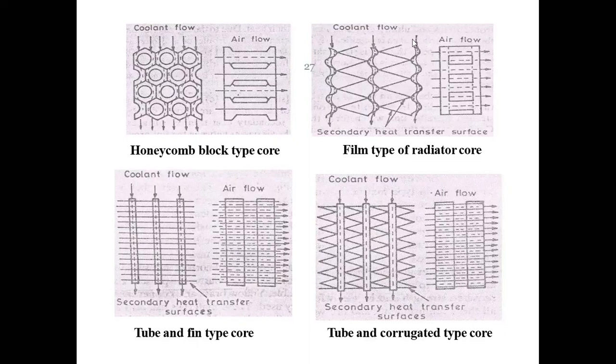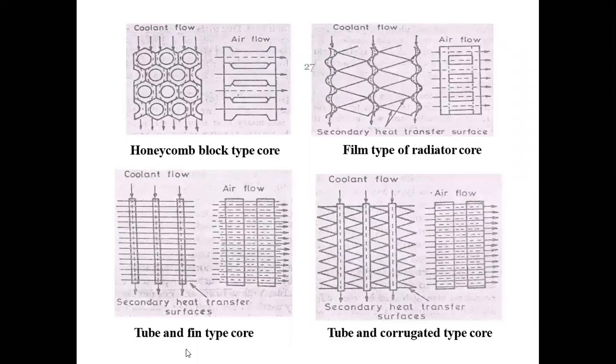Through these tubes water will flow, and over these tubes air will be blown. In order to increase the heat transfer rate, we generally provide these ribbon type pins in this manner, or in this shape, so that the surface area increases and heat transfer takes place. So this is what happens in the case of a film type of radiator core.